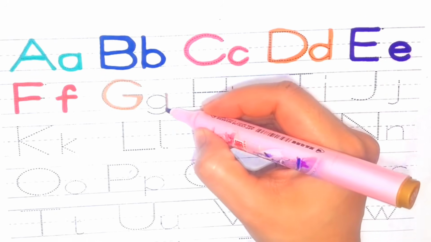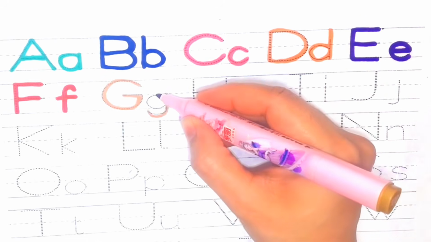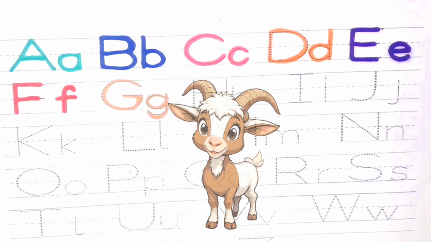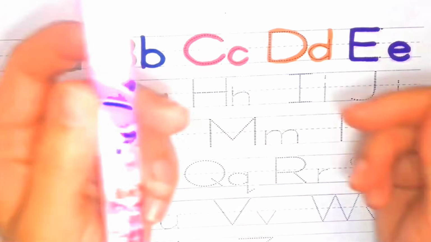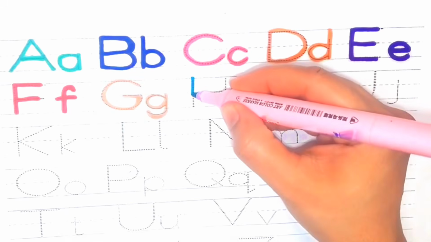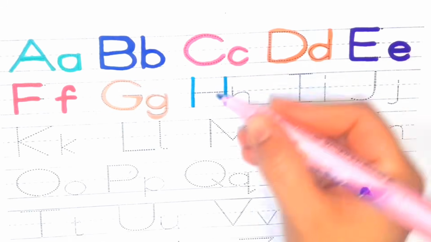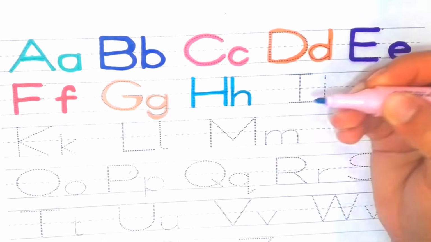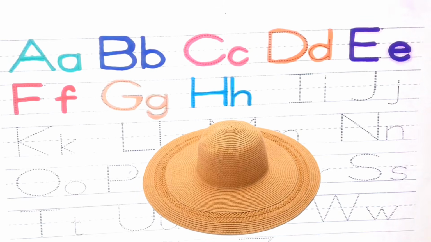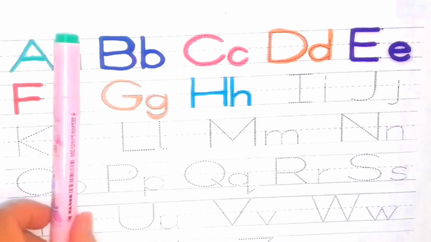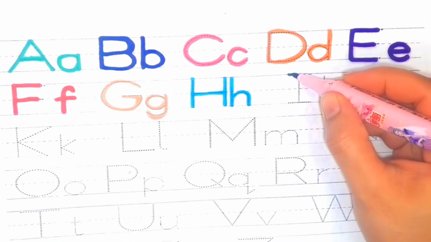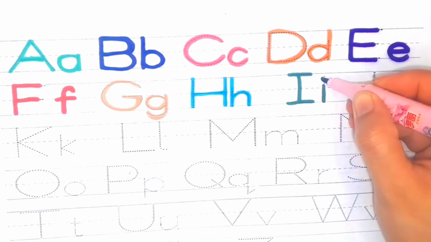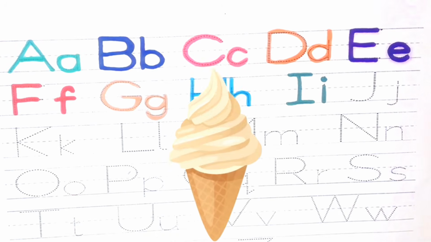Capital G, small g. G for goat. Capital H, small h. H for hat. Capital I, small i. I for ice cream.